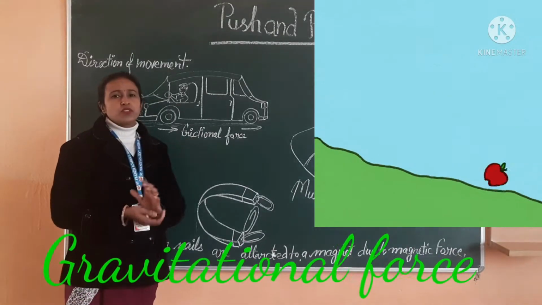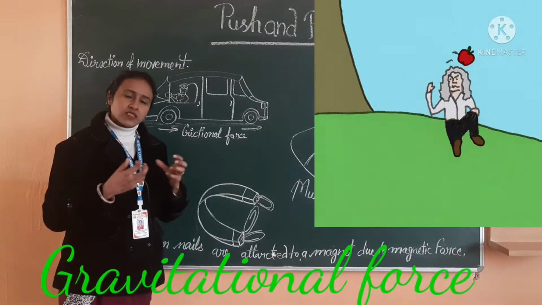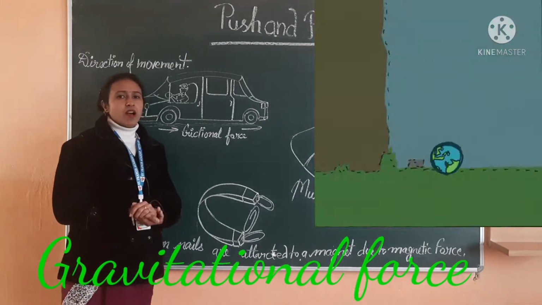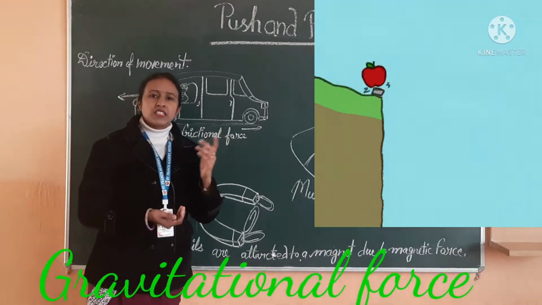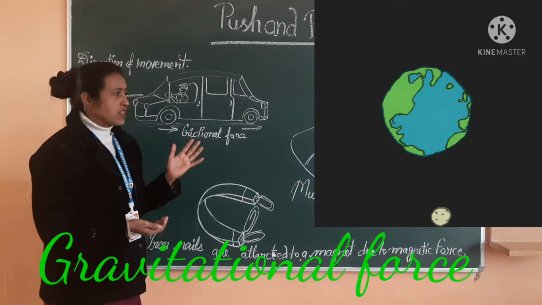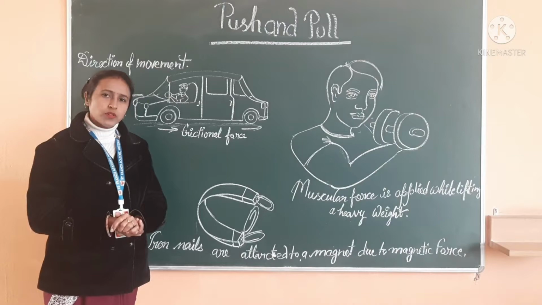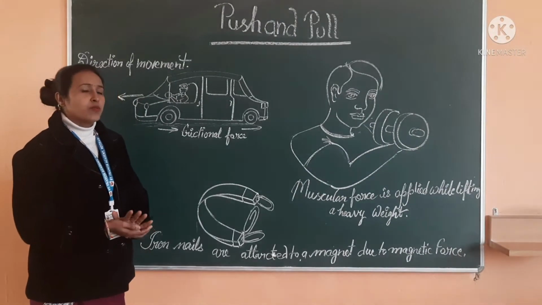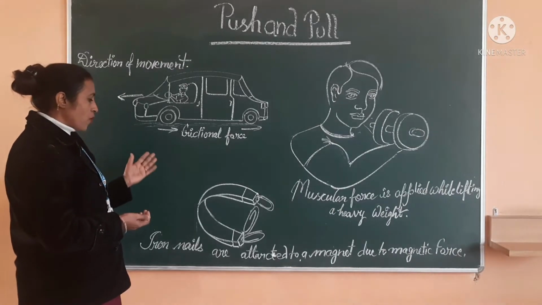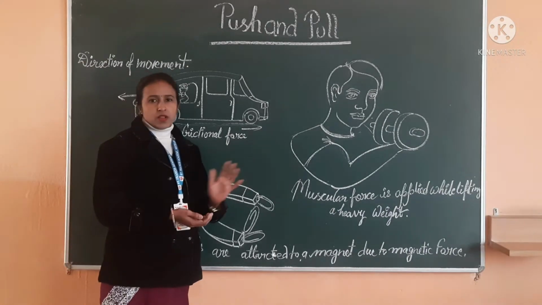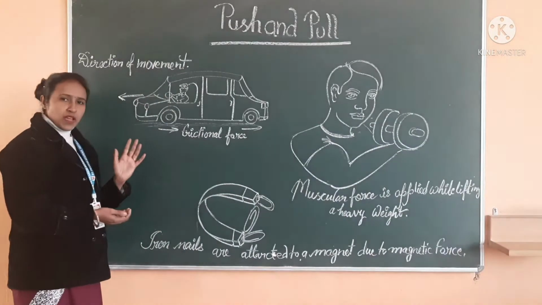All the objects exert forces on each other because of which they attract each other, so that everything falls down. We already discussed that Sir Isaac Newton discovered this. Today we will discuss the rest of the forces: frictional force, magnetic force, and muscular force. Let's discuss all of them one by one.